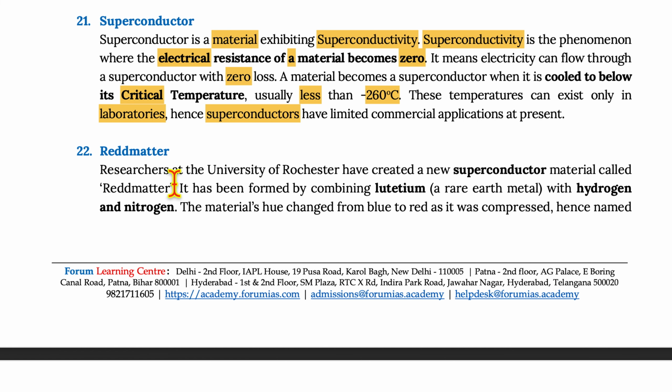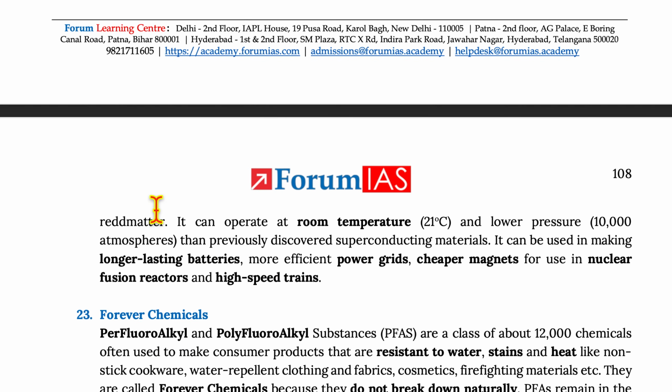Red matter. Researchers at the University of Rochester have created a new superconductor material called red matter. It has been formed by combining lithium, which is a rare earth metal, with hydrogen and nitrogen. The material's hue changed from blue to red as it was compressed, hence the name red matter. It can operate at room temperature and lower pressures, approximately 10,000 atmospheres, than previously discovered superconducting materials.